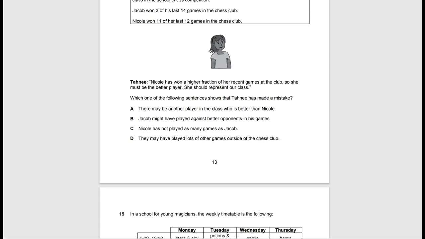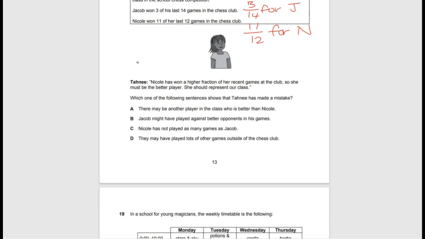The students in Tani's class must choose either Jacob or Nicole to represent their class in the school chess competition. Jacob won 3 of his last 14 games in the chess club. So let's write 3 over 14 for Jacob, but we must remember that this is in this chess club. He may be playing in a chess club outside, in a different country, we don't know. 3 of the 14 in this particular chess club. Similarly, Nicole won 11 of her last 12 games in this particular club.